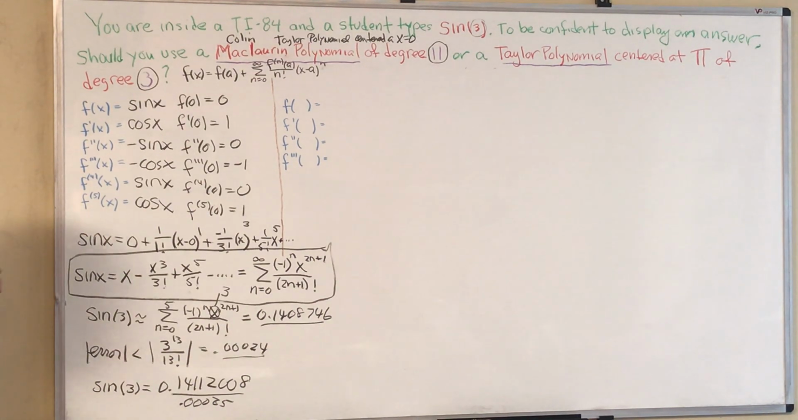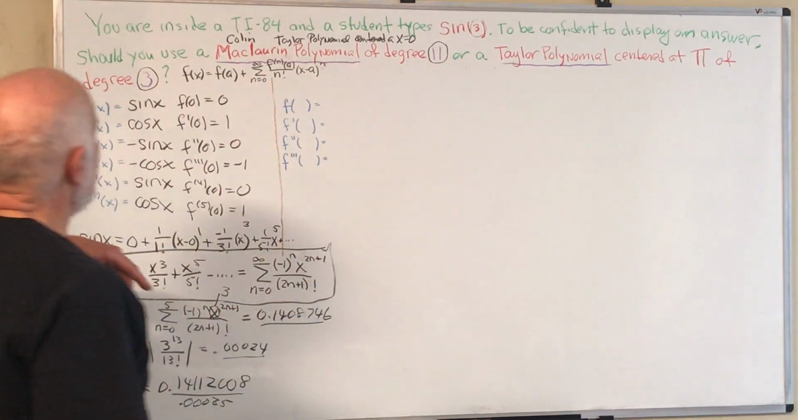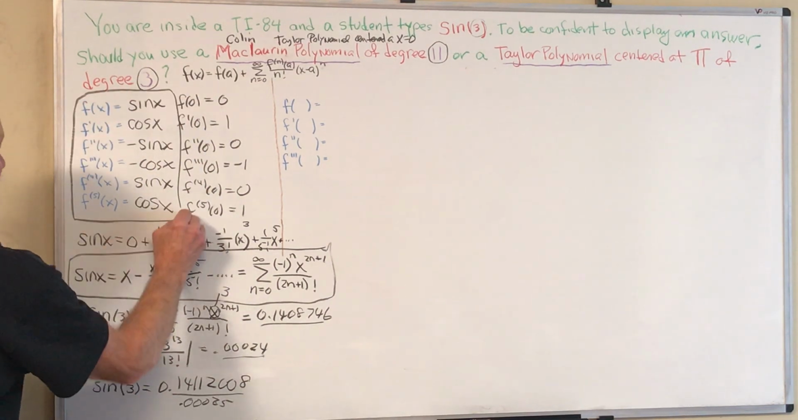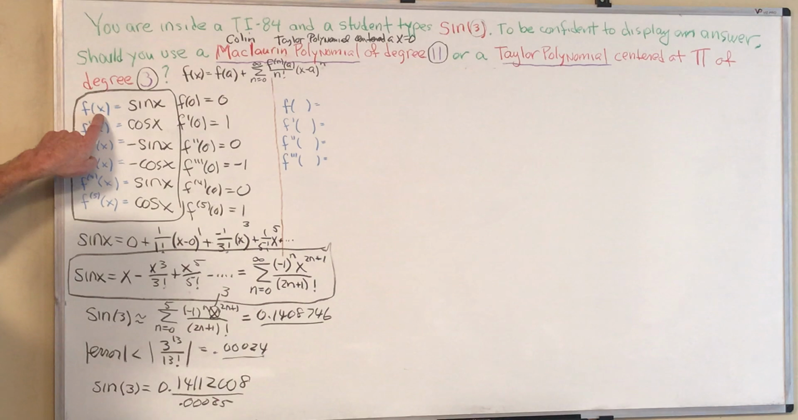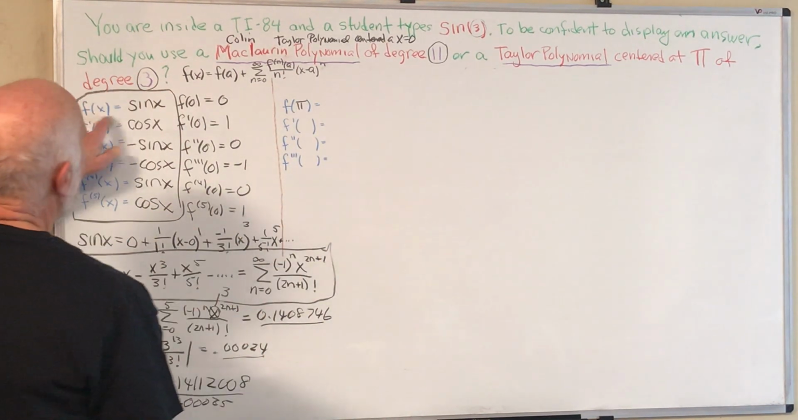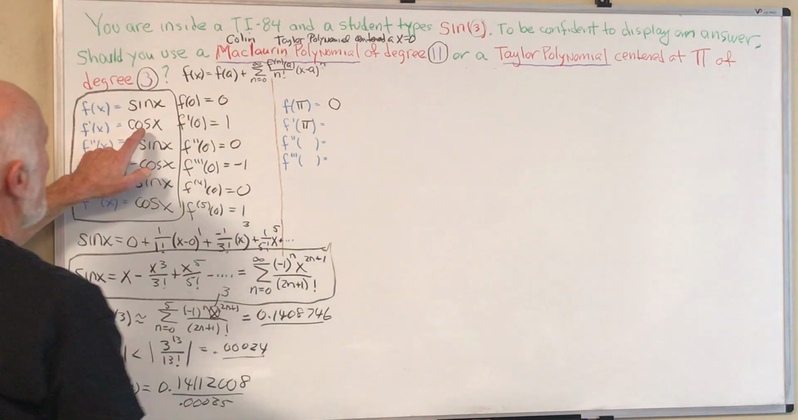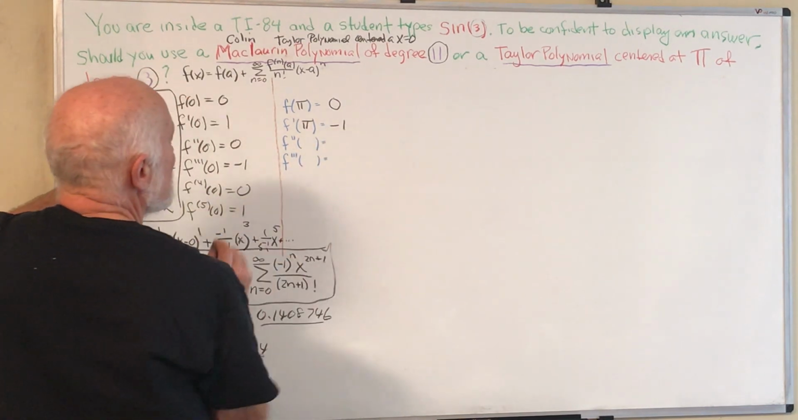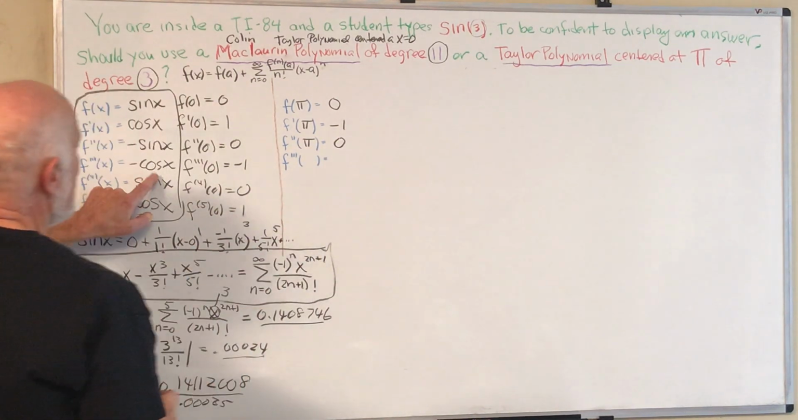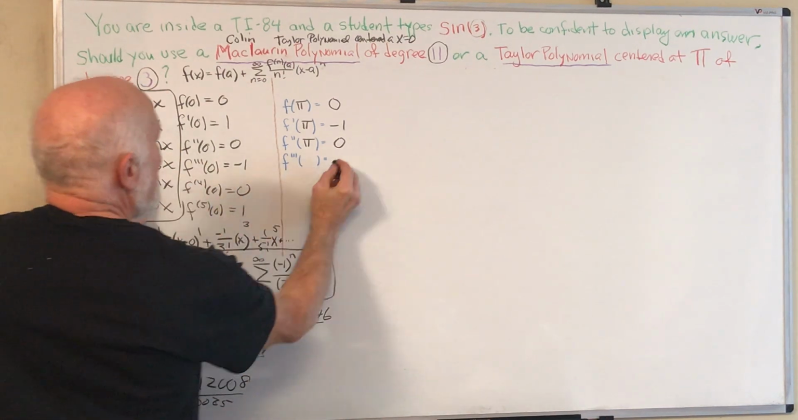So let's see what happens if we go to a Taylor polynomial centered at pi. We're still going to get these same derivatives, so we don't have to change that. We just have to plug in, instead of 0, we plug in pi. So f of pi is the sine of pi, which is still 0. F prime of pi is the cosine of pi, which is -1. Then we get that back to 0. And now for the third derivative, we have minus the cosine of pi, which is 1.